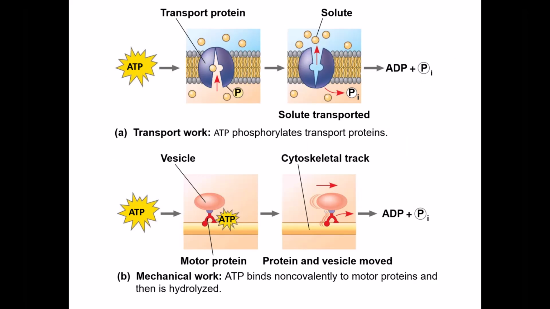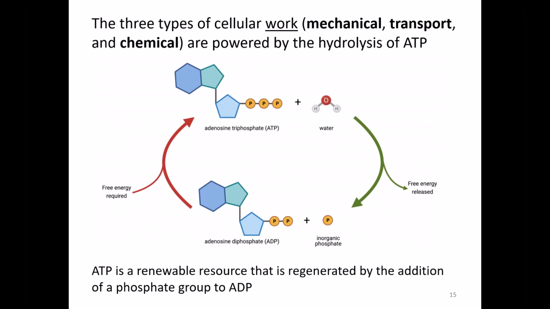For example, it could be used to do transport work. So this picture up here is showing active transport, where we're having a phosphate group bind to a transport protein and move this solute against its concentration gradient. This is showing ATP powering a motor protein on a vesicle as that vesicle is propelled along the cytoskeleton there. So ATP can be used for mechanical work, transport work, and even chemical reactions.